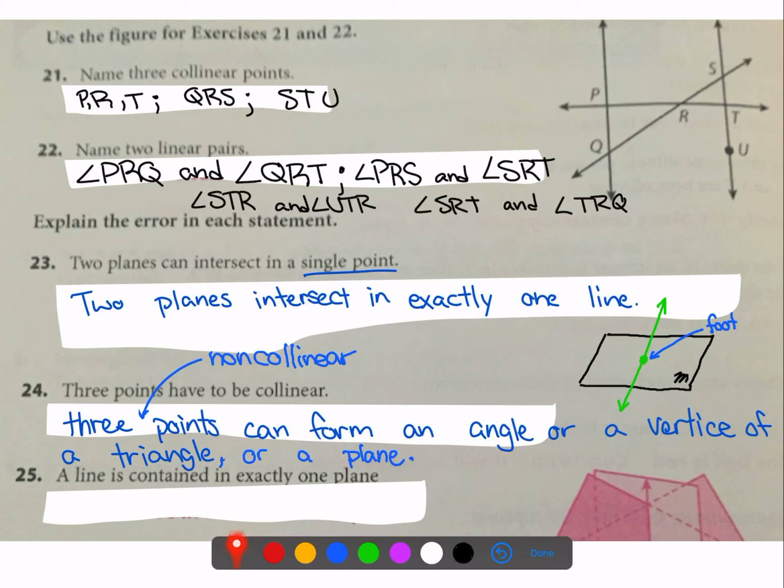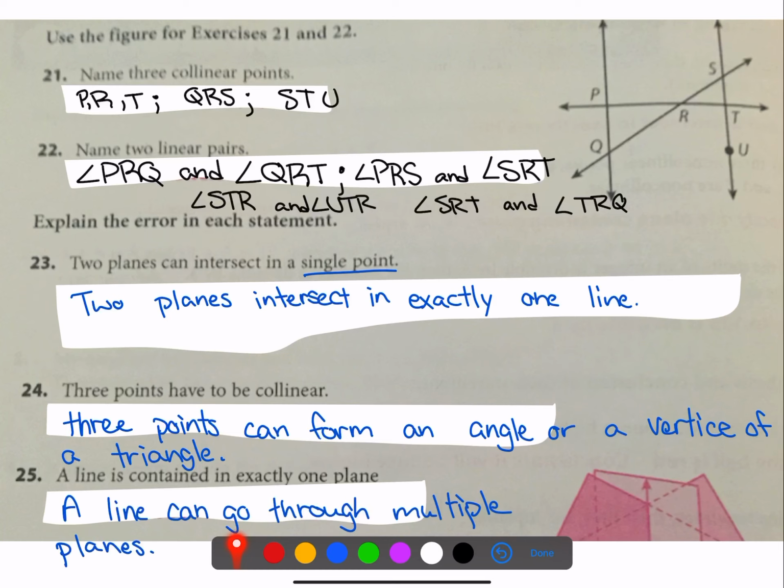So is this line contained? Does it lie on top of the plane? Well, no, this line is going through, it's intersecting the plane. So it doesn't need to be contained. Lines don't need to be contained within a plane. They can go through planes, and they can also lie on them, being contained, if they would like. But a line can go through multiple planes if we would like it to. It doesn't need to just go through one, and it doesn't need to be just contained by one either. It can go through multiples.